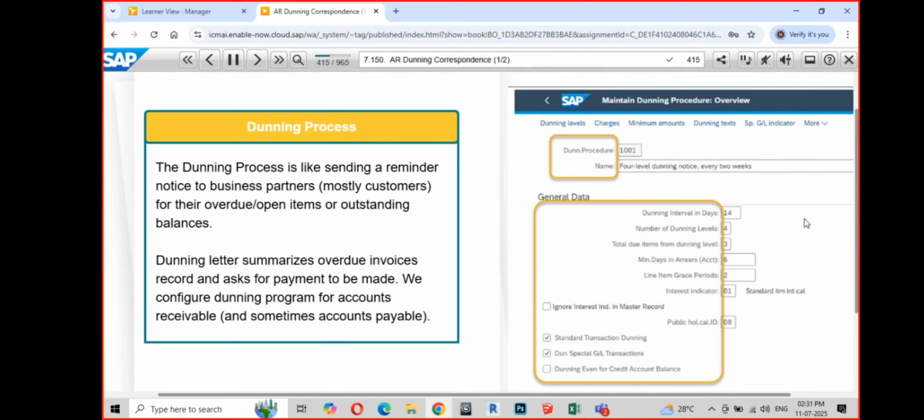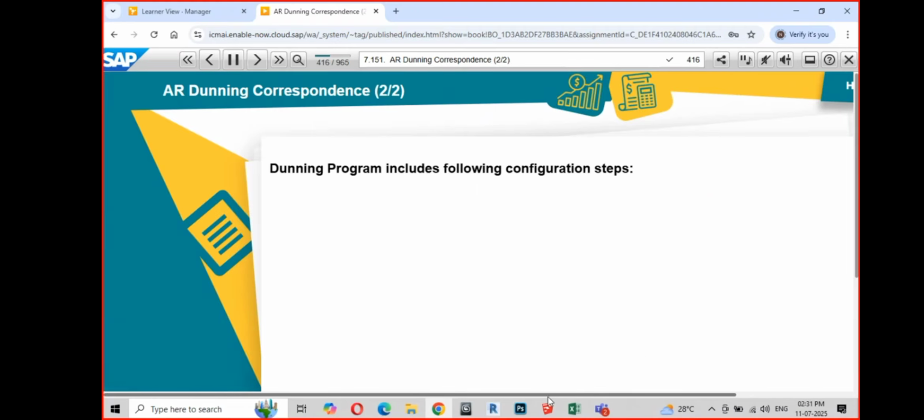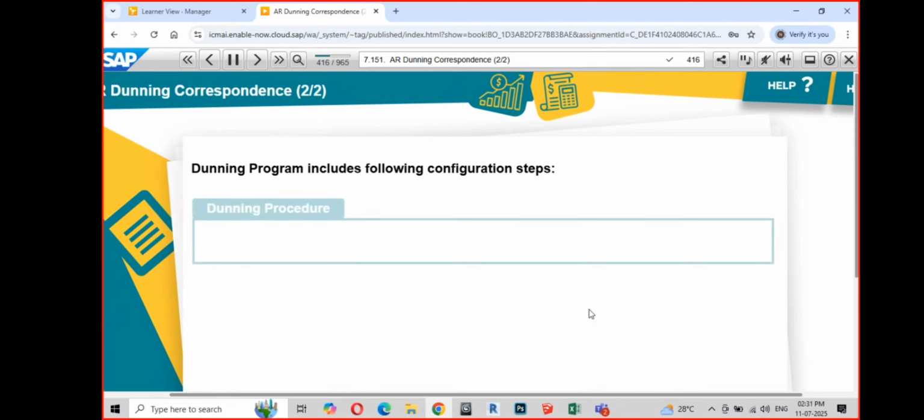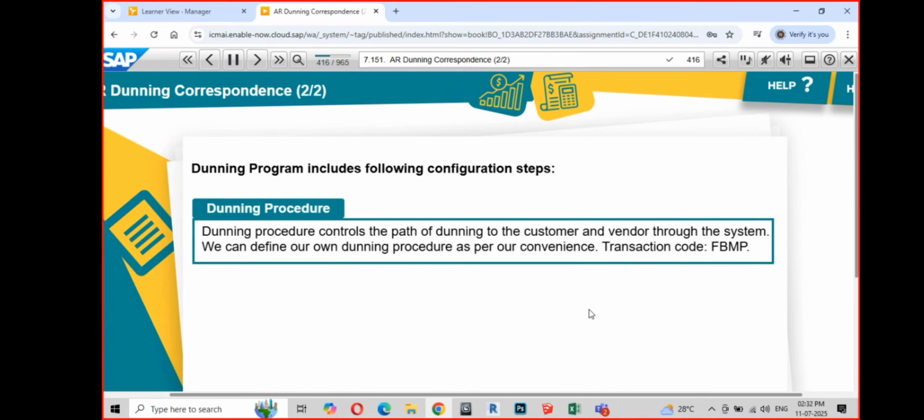This is typically the job of a consultant. Just like you had so many settings to be done in your automatic payment program, there are a few settings to be done even during the dunning program. Clear? It includes the following configuration steps. First, you define the dunning procedure. Don't bother about the transaction codes and all.